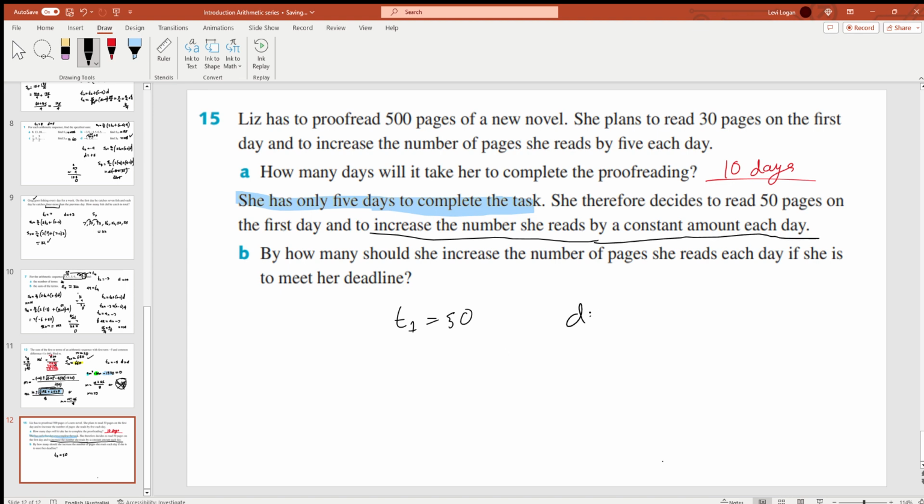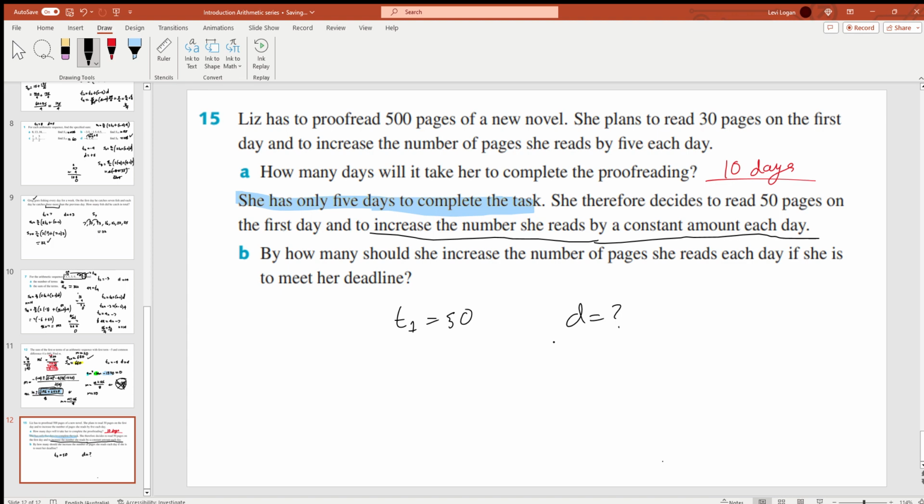So we don't know what that is. By how many should she increase the number of pages she reads each day if she is to meet her deadline? Okay, so she has to complete it in 5 days. She's starting at 50 pages, and we've got to tell her how much she needs to increase her pages each day in order to meet that deadline.